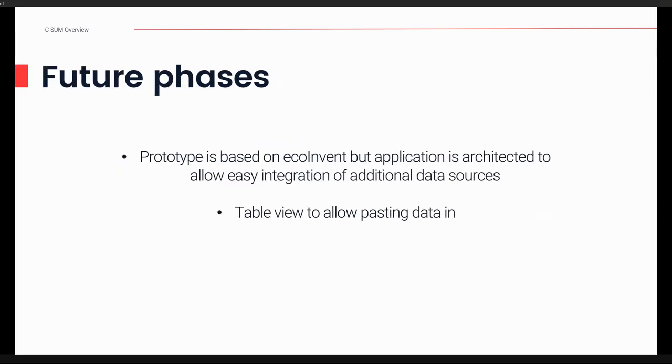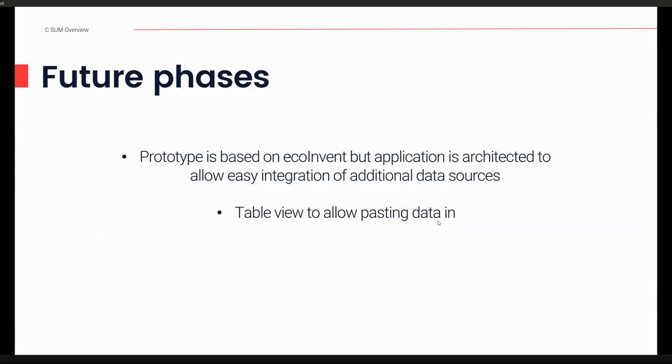A couple of things which would be great to do to the app in future phases. As I mentioned, it's only based on the ecoinvent data at the moment. The way we've architected it, you should easily be able to integrate additional data sources. You basically just need a mapping exercise to get from their data to the categories we've got.